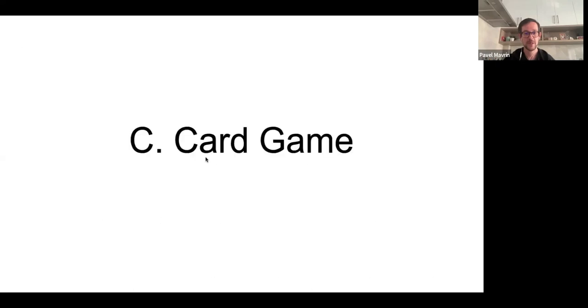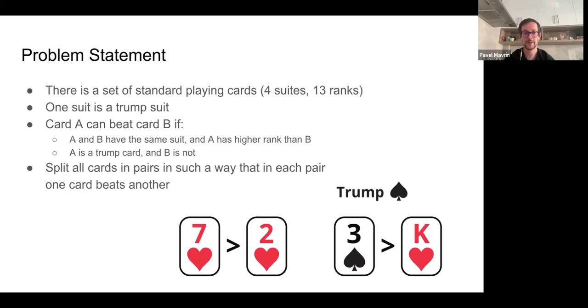Problem C. Problem C was card game. The problem looked like this. We have some set of playing cards, just normal poker playing cards. We have 4 suits. We have 13 possible ranks. And one suit is special. It's specially selected to be a trump suit. So we have 3 normal suits and 1 trump suit.